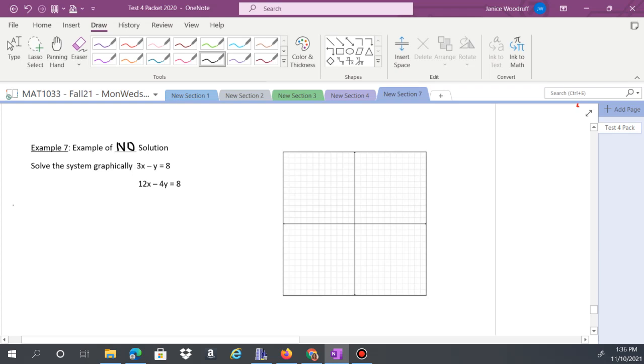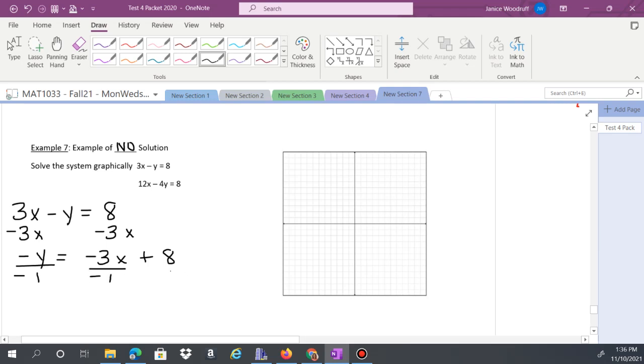So you have 3x minus y equals 8. We want to get y by itself, so we're going to subtract 3x. We're going to get negative y equals negative 3x plus 8. And then we're going to get rid of this negative, so we're going to divide everything by negative 1, which is going to give us y equals positive 3x minus 8.